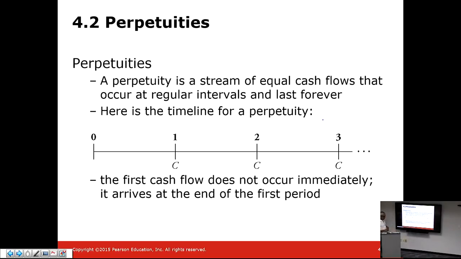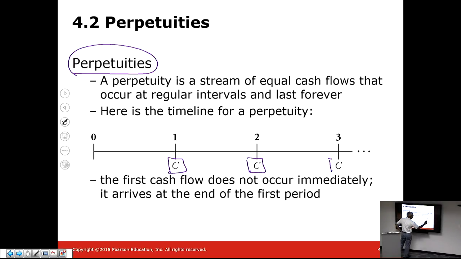Now we want to transition to a specific type of cash flow. This type of cash flow is called a perpetuity, and it has two features to it. One feature is that we are projecting cash flows that are the same amount for each year, and notice the ellipsis over here indicating that the cash flow never ends. The cash flow continues until infinity.